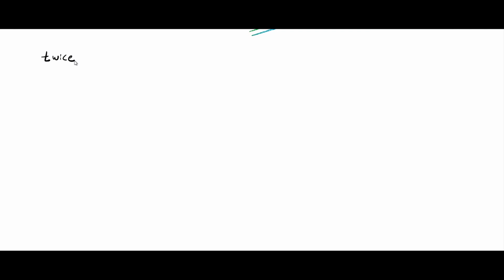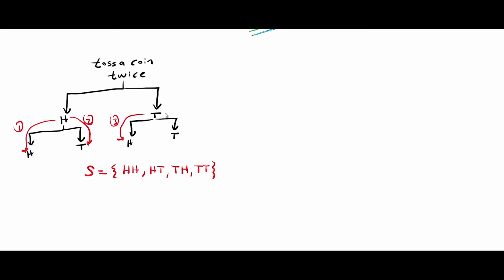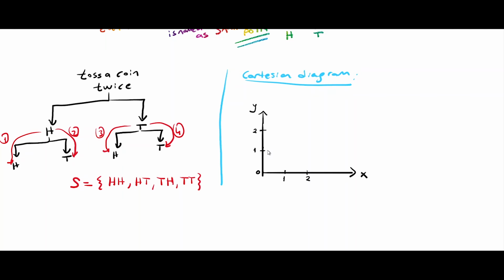Now think of another experiment. This time we toss a fair coin twice. The sample space for this experiment includes heads, heads, HH; heads, tails, HT; tails, heads, TH; and finally tails, tails, TT. Or if we would like to represent these sample points by numbers, we can list them as 1 1 for heads heads, 1 0 for heads tails, 0 1 for tails heads, and 0 0 for tails tails.